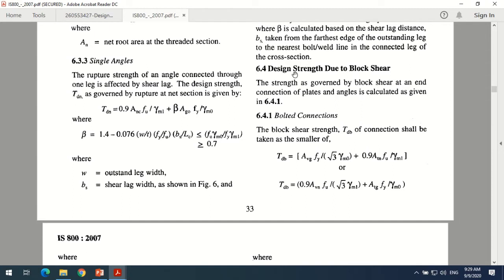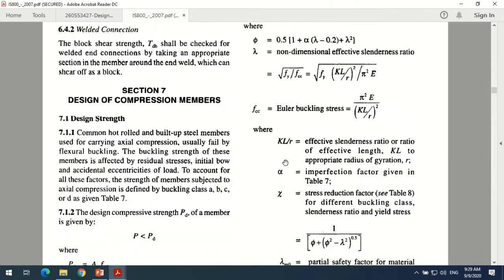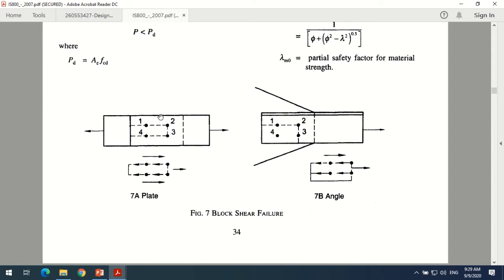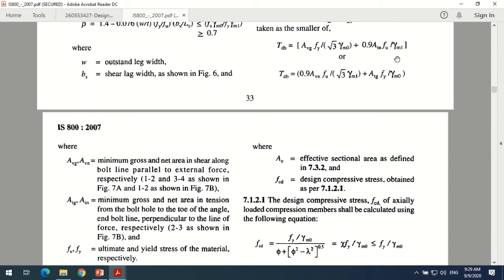One more is the design strength due to block shear. Again, we come across two cases in block shear. You can see in this figure how the member fails under block shear in an angle section. There will be two planes coming into the picture: a plane of tension and a plane of shearing. Based on along which plane tension failure takes place and along which plane shearing failure takes place, these two equations have been formed.